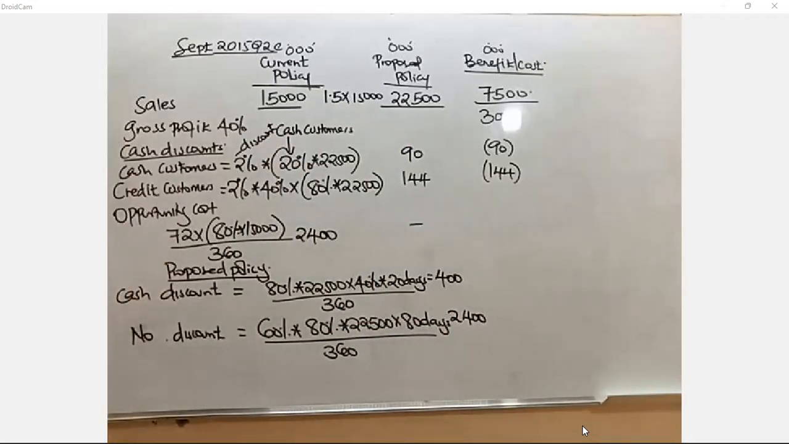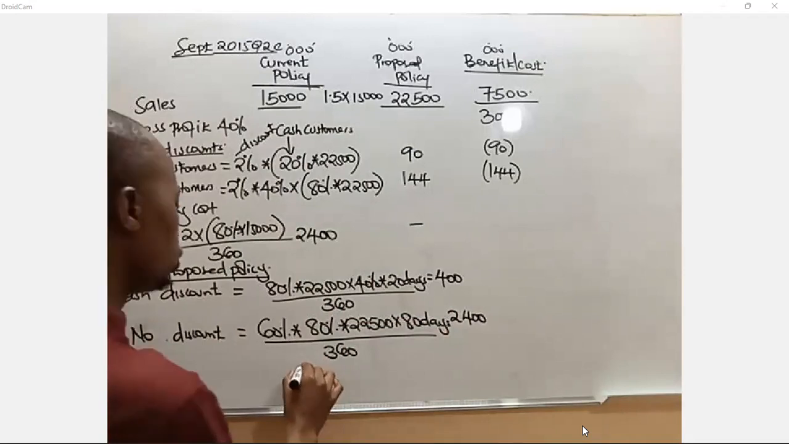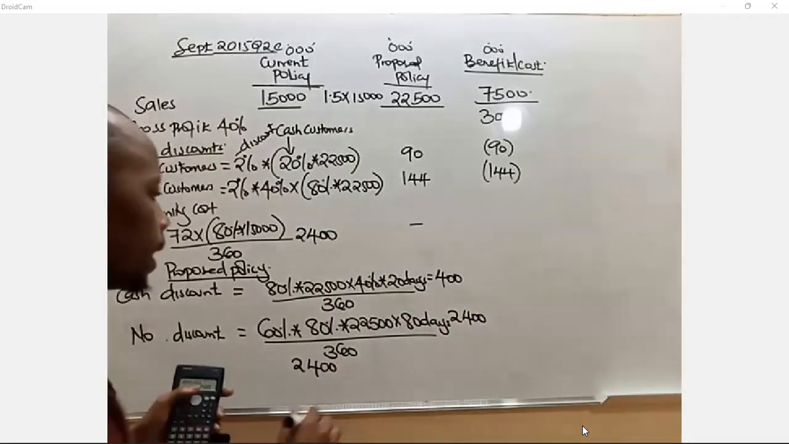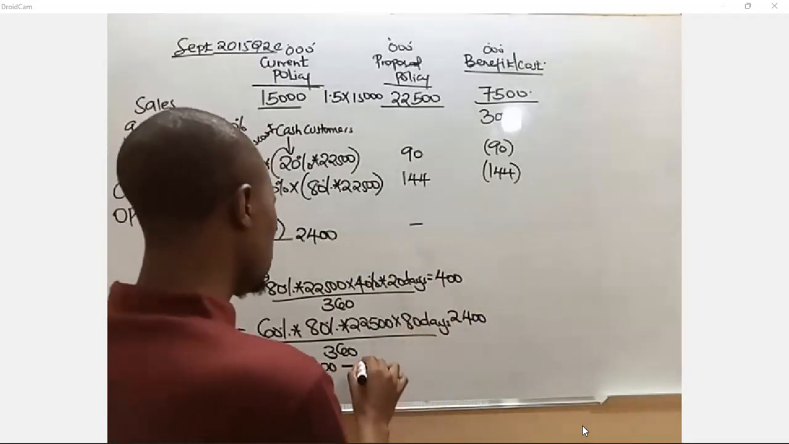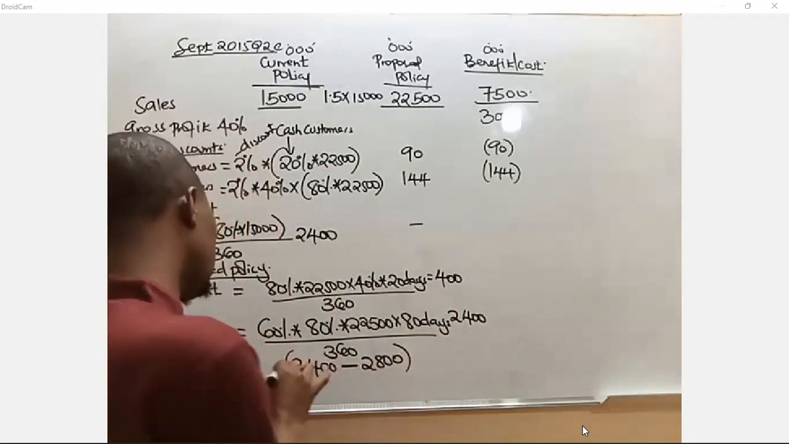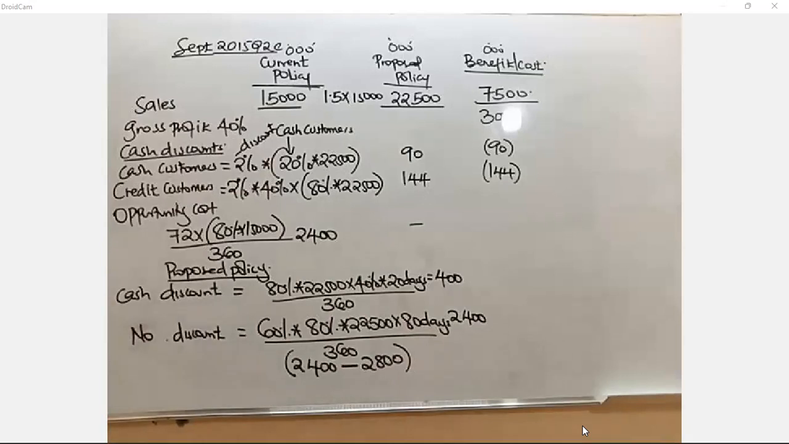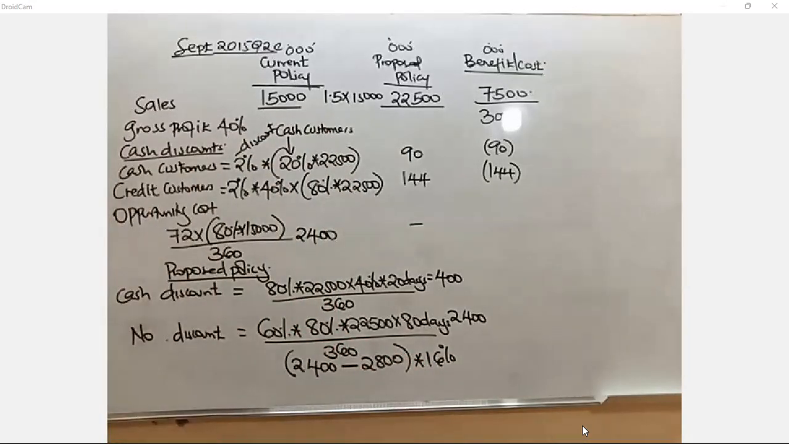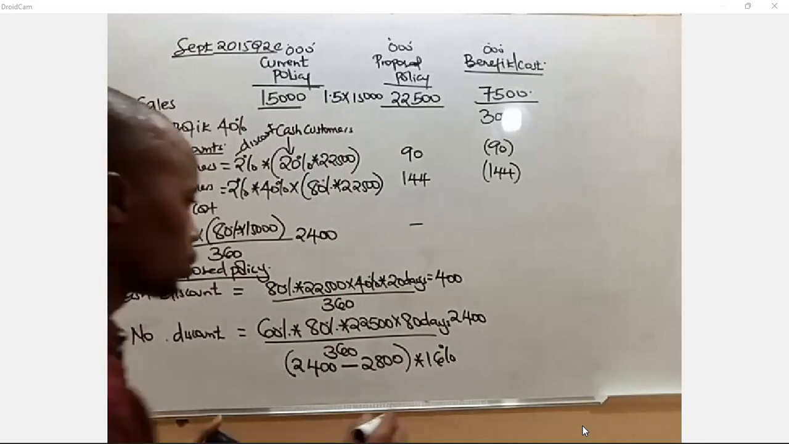In this case, it is very simple because we are going to be looking at the summation of the opportunity cost. The opportunity cost here for the current policy, we have 2,400 minus the total value for the proposed, which is 2,800. Then we multiply by the cost of capital, which is 16% in this regard. So we just say 2,400 minus 2,800 times 0.16, getting something closer to a cost of 64 shillings.